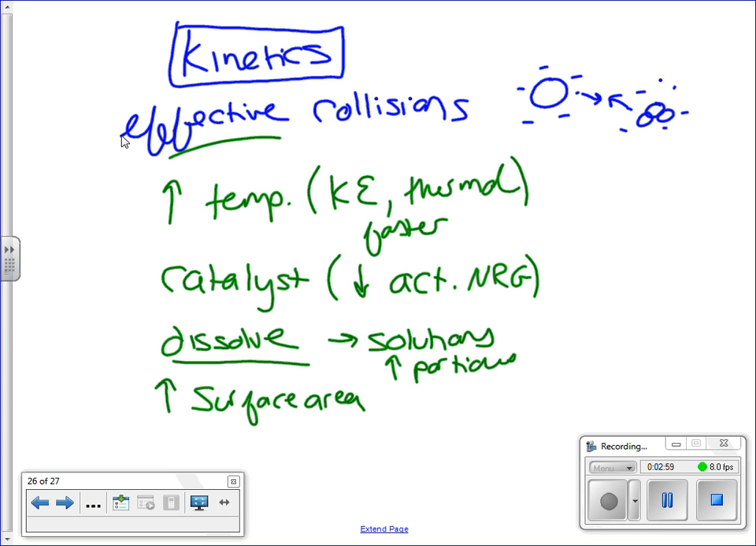And in the case of a gas only, increasing the pressure will force them together, which means a smaller volume, which equals more collisions. Those are how you want to speed up reactions, how you get to make more effective collisions.